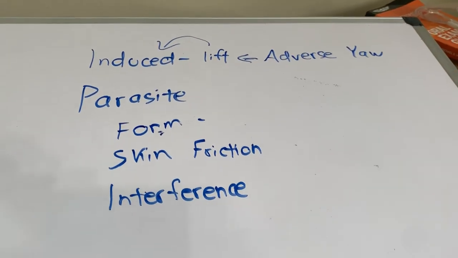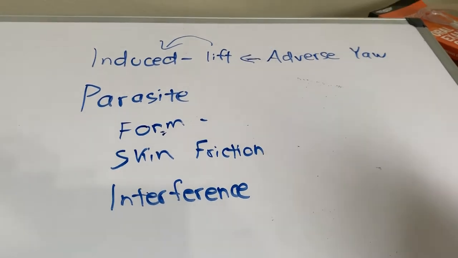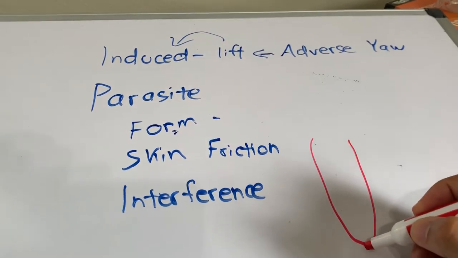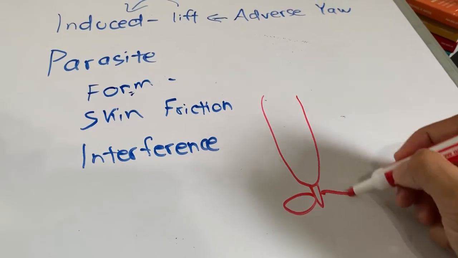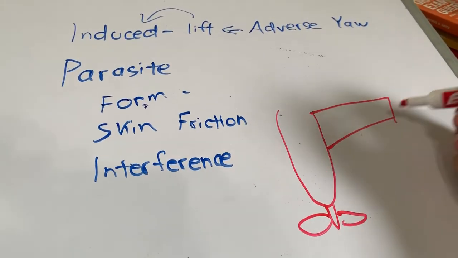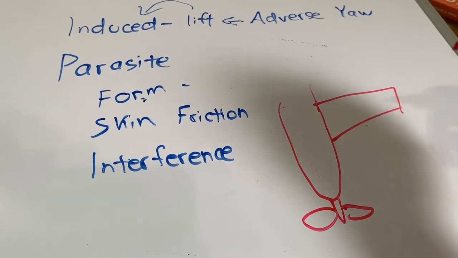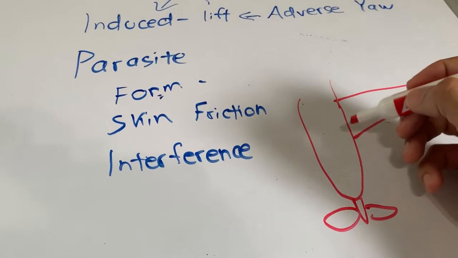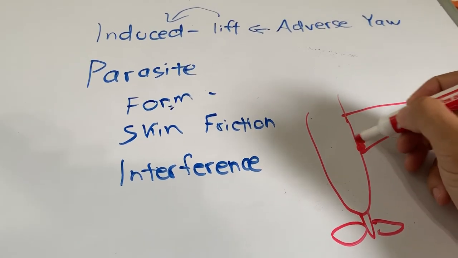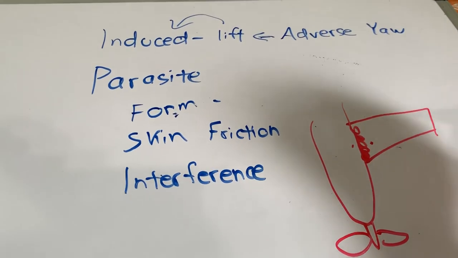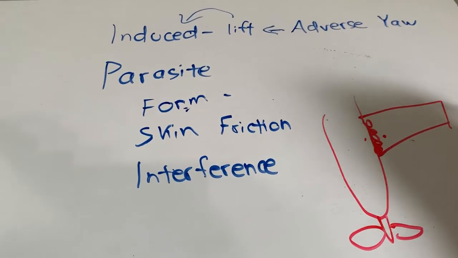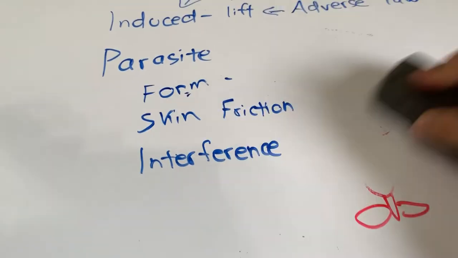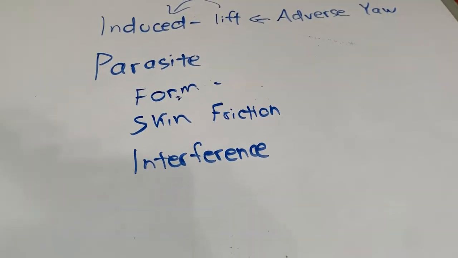Now, interference drag. What the heck is interference drag? So you have your fuselage here, you have your propeller, and then you got your wing. They say that a lot, even in the PHAC, I believe, that they describe interference drag as this drag right here, where the fuselage meets the wing. I didn't really understand that. That should be part of form drag, right? So I'll explain it a little bit better, because I don't think they did a good job on that.